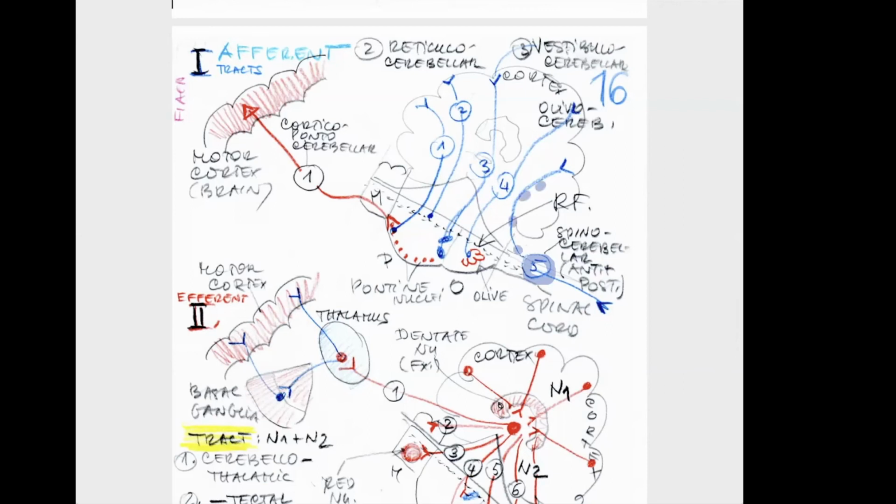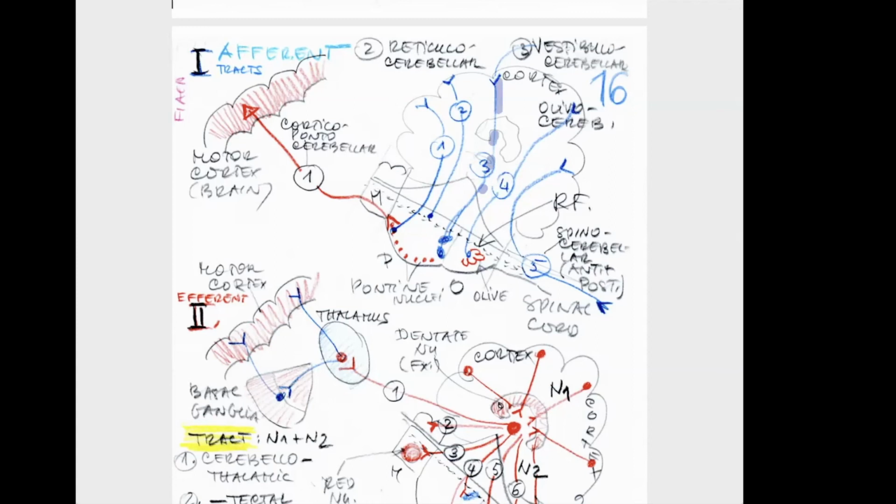This is the first one. Then looking at the following, which would be number 4, it originates from the olivary nuclei, so we call it olivocerebellar tract, the same. Then the following is the direct pathway from the pontine nuclei to the... from the vestibular nuclei to the cortex of cerebellum. That's why we call it vestibulocerebellar.